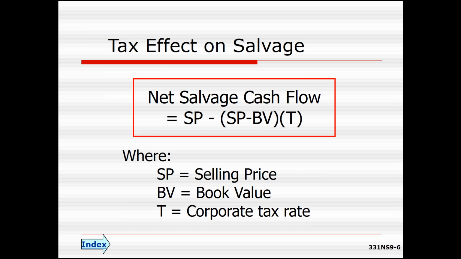Modified Accelerated Cost Recovery depreciates an asset to a zero value, so when the asset is sold at the end of a project, there are tax implications. The net salvage cash flow is the cash received from selling the asset minus any taxes paid. You're taxed on the difference between the selling price and the book value. This equation was not in your textbook, but leads to the correct end-of-project net salvage cash flow. If the selling price is greater than book value, then you pay tax on the gain. If the selling price is less than book value, you recover tax on the loss.